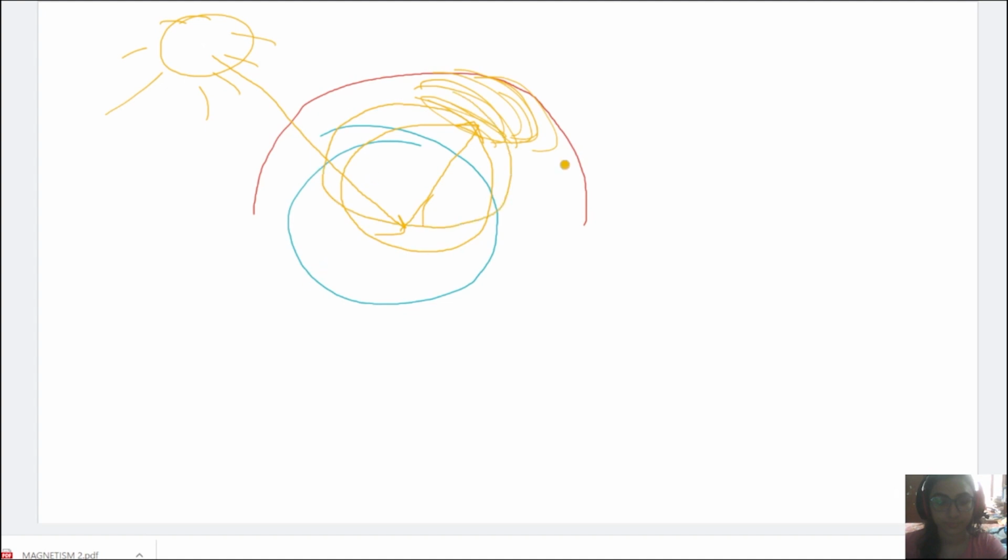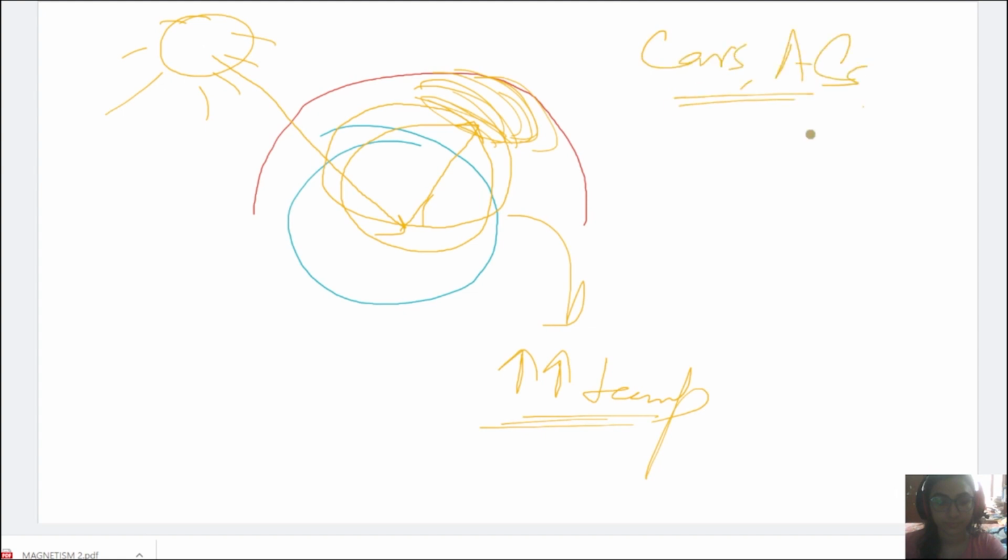Now why is it harmful? Because it is increasing the relative temperature of the earth, which is not good. Each year you can realize for yourself that the summers are becoming hotter and hotter, and that is because the climate is being affected hugely by these greenhouse gases. Greenhouse gases are released by cars, our ACs, and a lot of other electrical appliances.